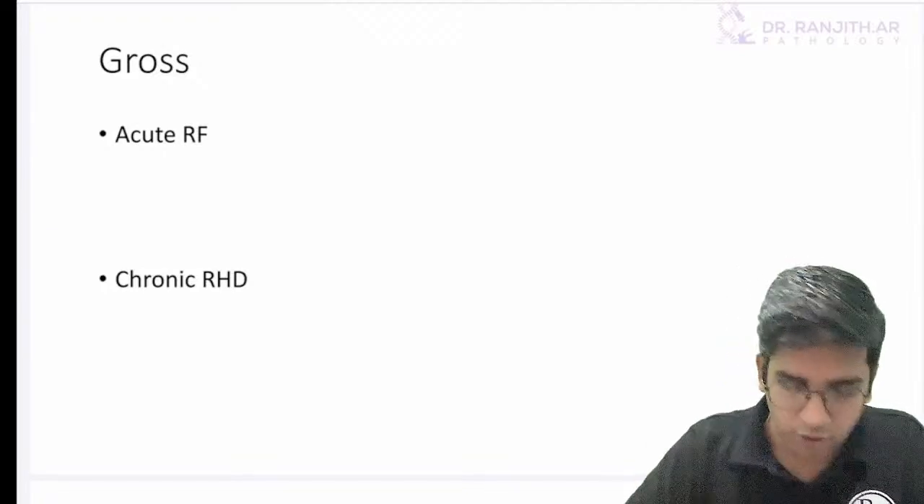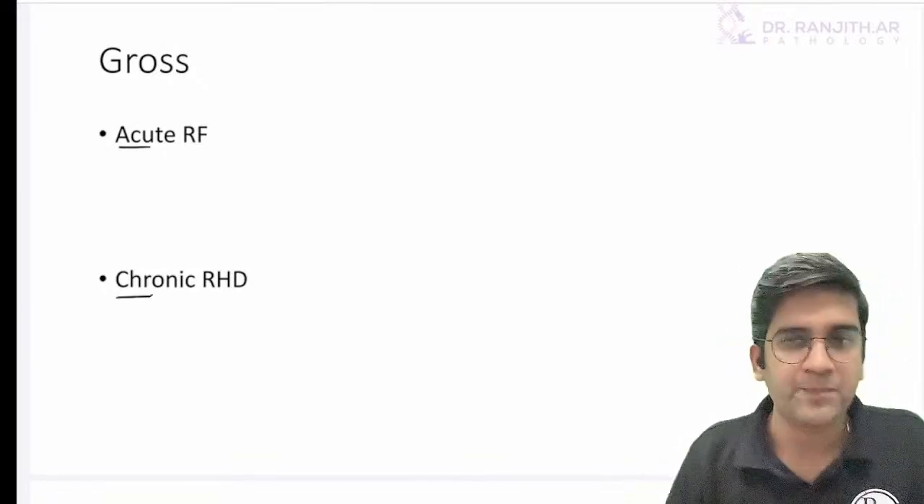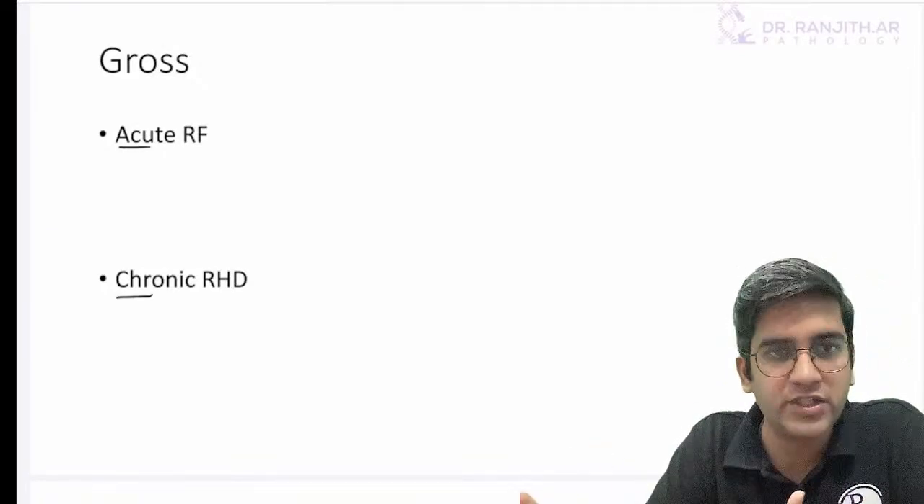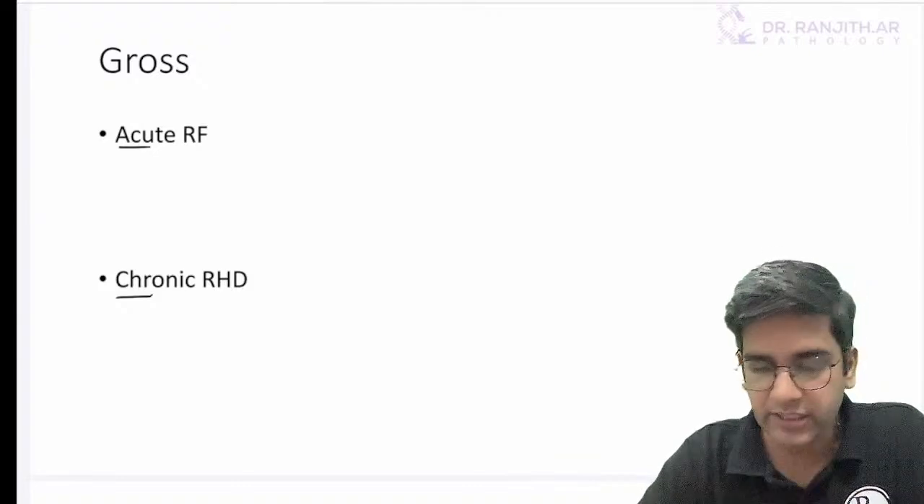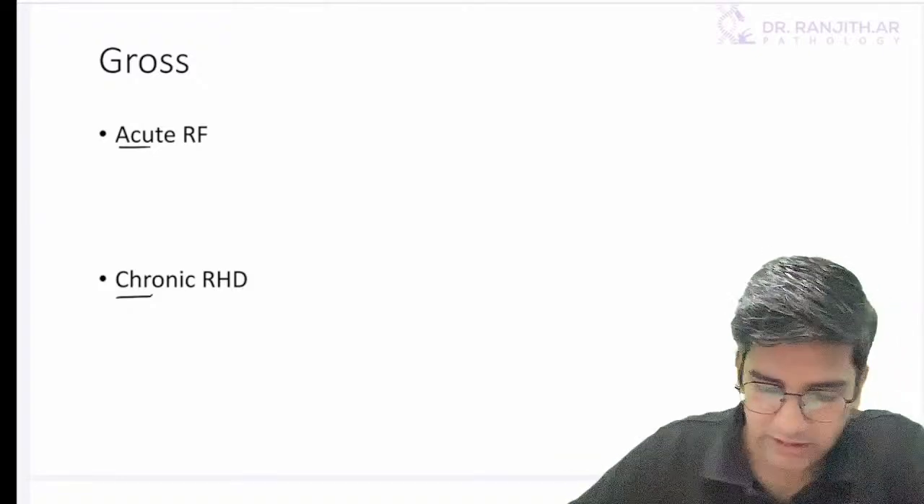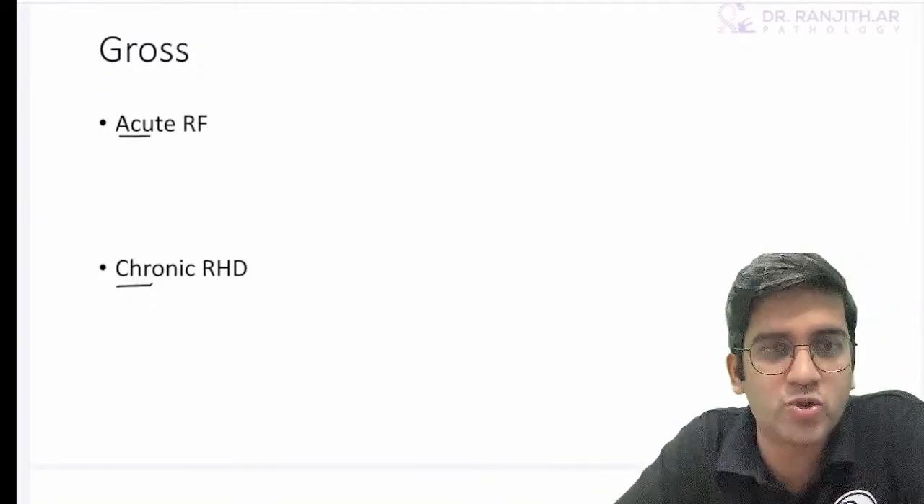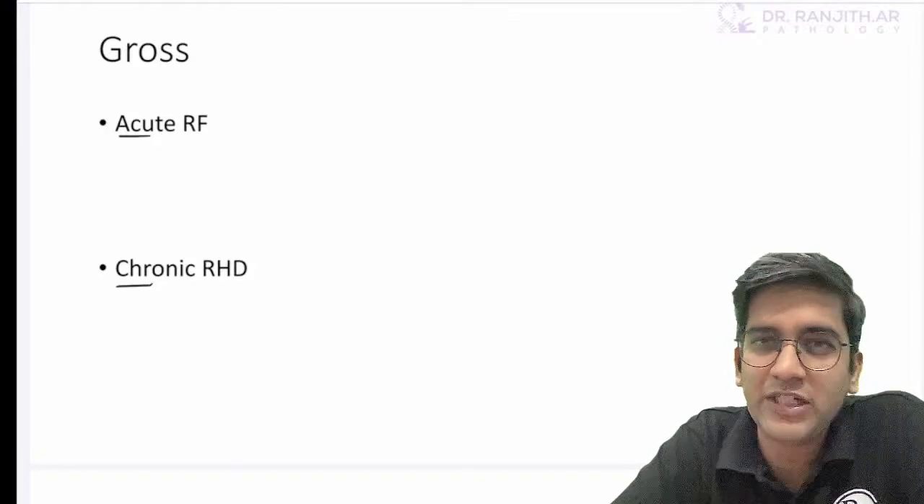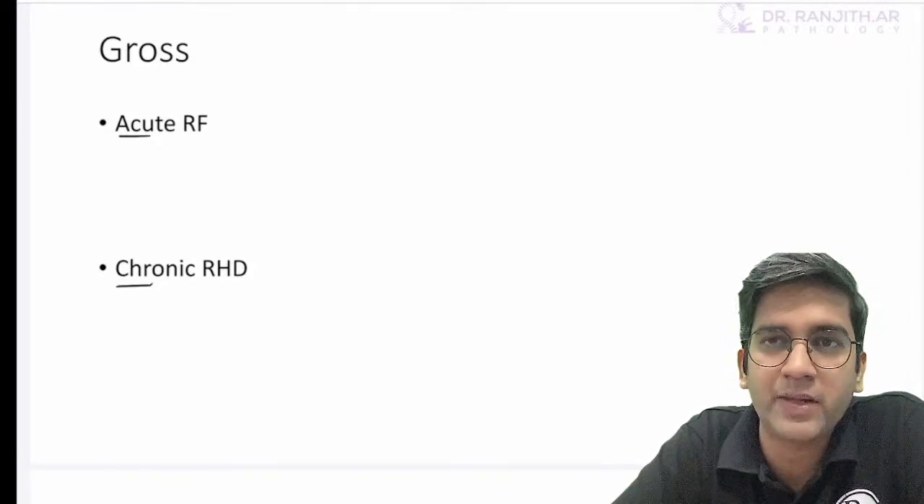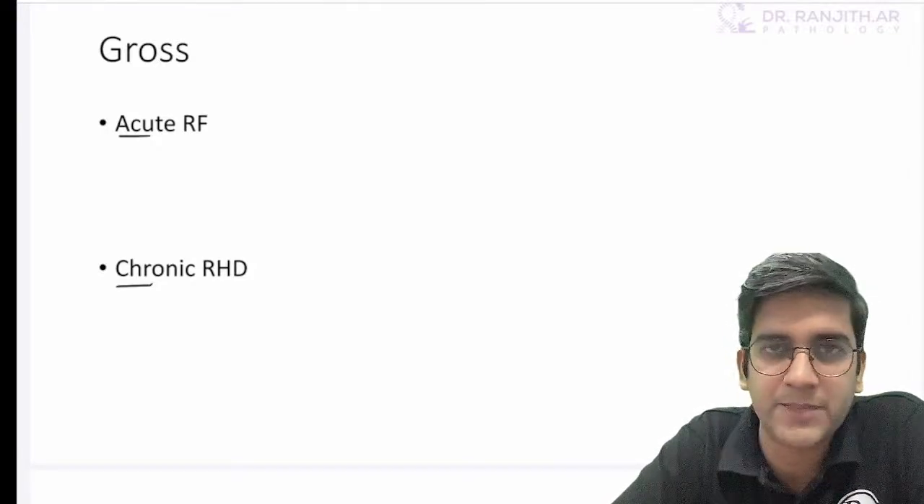Then gross. Gross again divide into acute and chronic, because for acute there's a different gross feature, for chronic there's a different gross feature. Fine. So acute rheumatic fever. Let's go to chronic because I'm sure everyone knows about chronic first, right? Can anyone tell me what gross feature comes to your mind when you think of a chronic rheumatic heart disease?